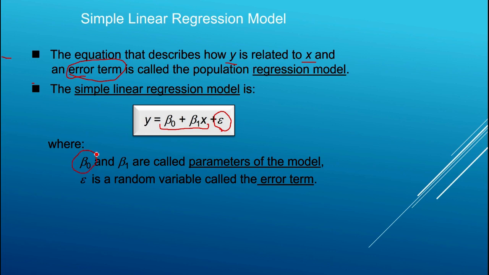Beta naught and beta 1 are our parameters of the model, and you will notice that they're consistent with linearity in parameters. Beta naught, of course, being the intercept, and beta 1 being the slope. And epsilon, again, is what we call our error term. The properties of this error term are extremely important in regression analysis.